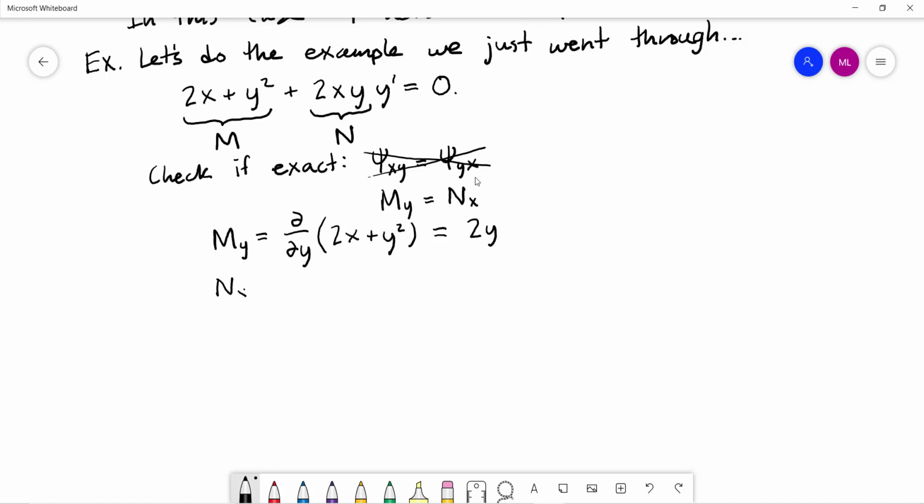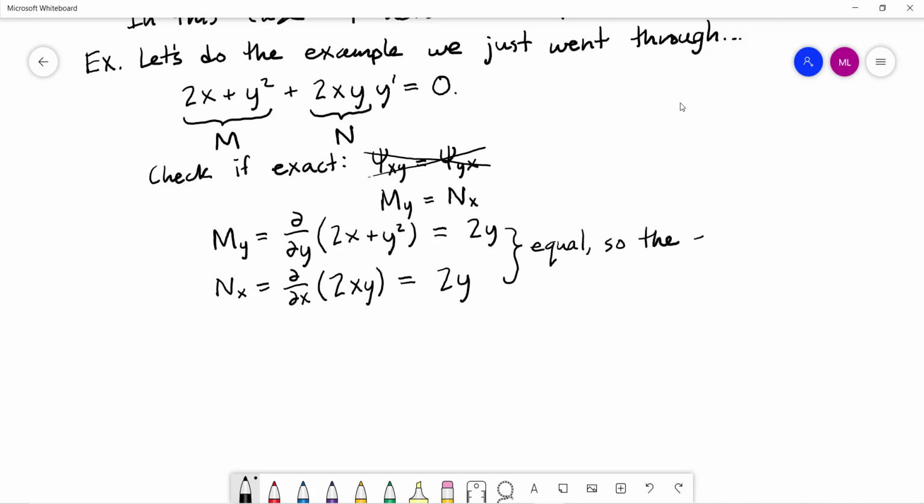What about n sub x? Well, that's the derivative with respect to x of the n term, which is 2xy, just copying from the original equation. As far as the x is concerned, this y is a constant, the 2 is obviously a constant, and we're just taking the derivative with respect to x of x. So what's the derivative of x? What is this whole result going to be? Well, we'll get that 2y times a 1 for the derivative of dx dx. And indeed, these two things are equal.